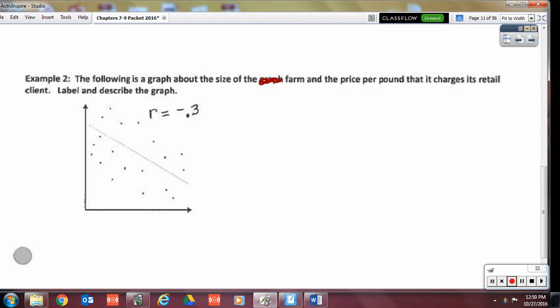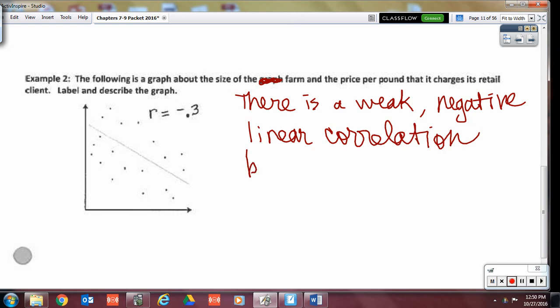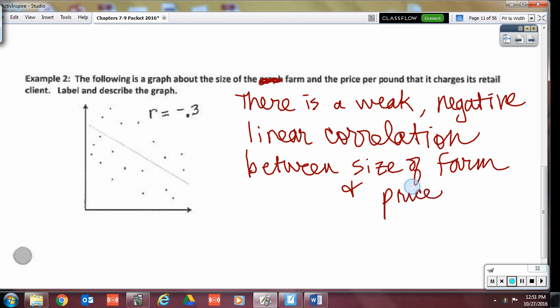Okay? So what would we say about this? How would we describe this correlation? Good. There is a weak, negative, and what's next after that? Positive or negative? Linear. Good. Correlation between X and Y. So correlation between size of farm and price per pound. Okay, very good.